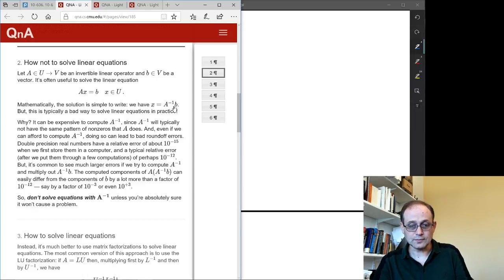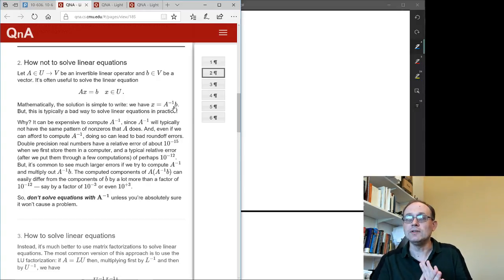So there are two problems with doing it this way. The first problem is a problem of speed. Suppose that A has a nice pattern. Let's say it's sparse. Well, there's no reason that A inverse will have a nice pattern. And so you could go from a sparse matrix to a dense matrix when you compute the inverse. If you have, let's say, a million by million matrix with 10 million non-zeros, you can work with that perfectly fine in a computer. But a dense million by million matrix is going to grind your computer to a halt while it's swapping memory out to disk, or possibly just cause it to segfault.